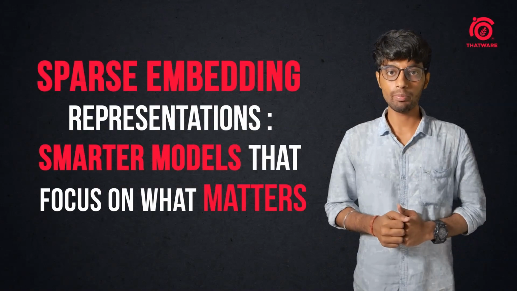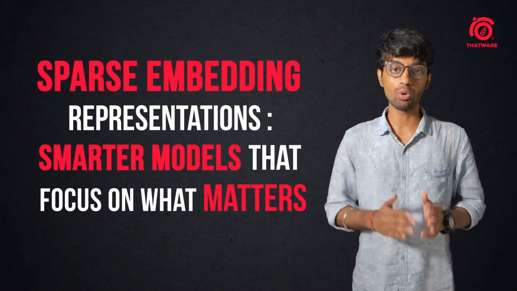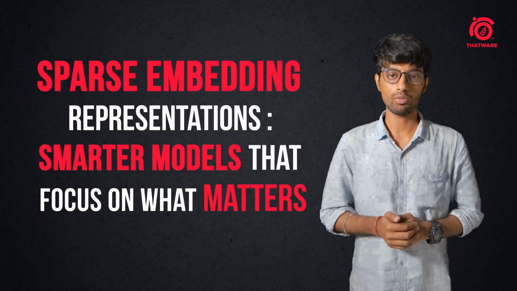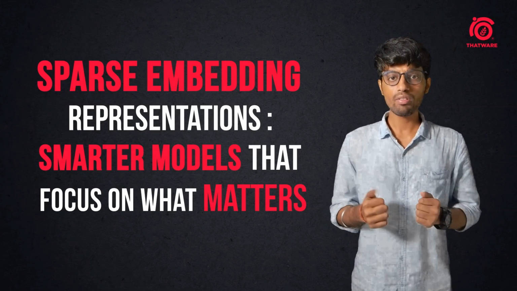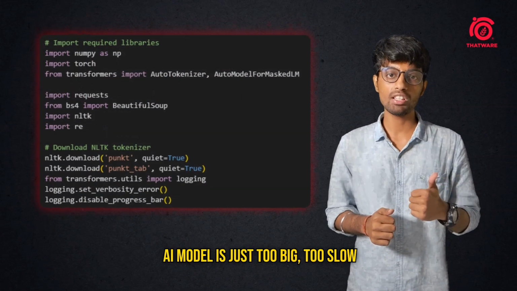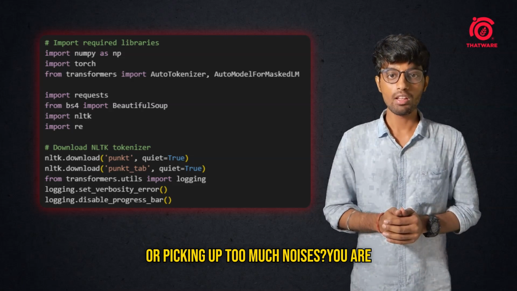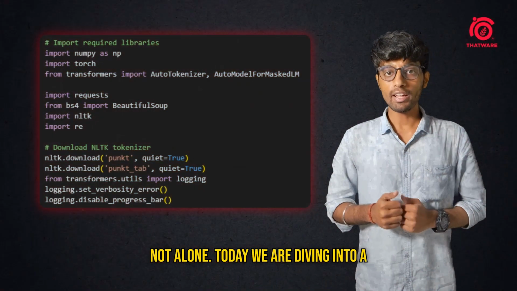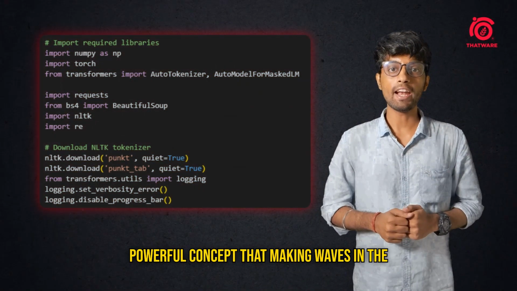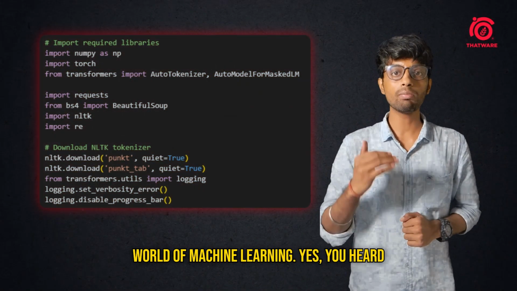Sparse Embedding Representation, a smart model that focuses on what matters. So let's see what it is. Have you ever felt like your AI model is just too big, too slow, or picking up too much noise? You are not alone. Today we are diving into a powerful concept that is making waves in the world of machine learning.